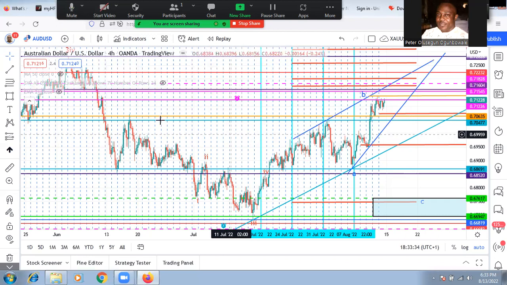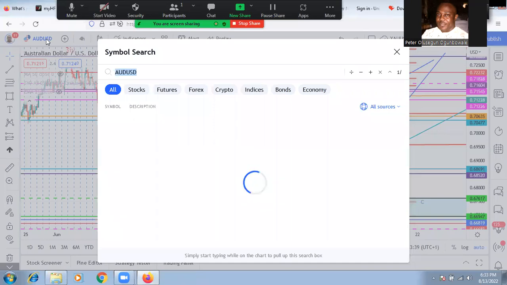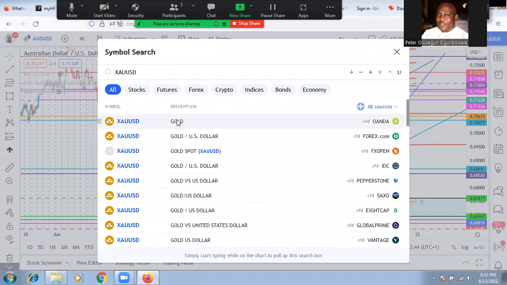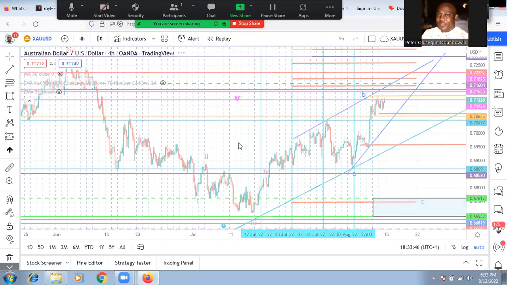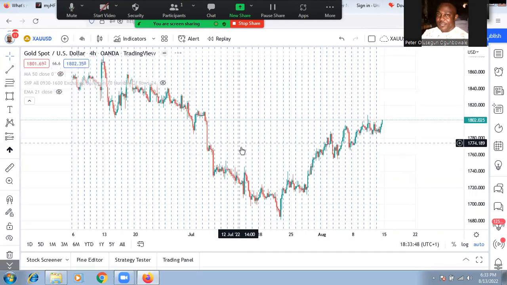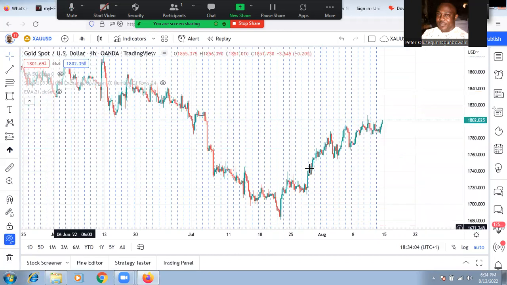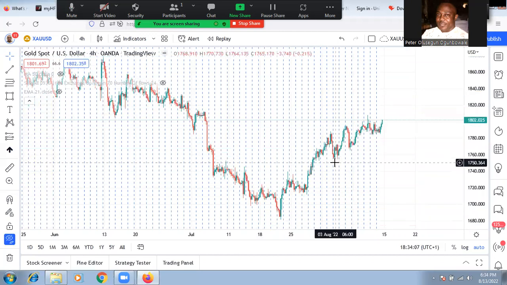So let me quickly go to gold. That is gold. I still have a couple more that I want to do. XAU USD, which is the gold. For those on gold, again we are seeing an ending structure in the formation. Let me take this off. We are seeing an ending structure in the formation here. This is an ending structure, so we need to break here.